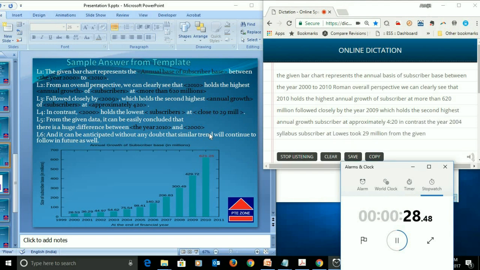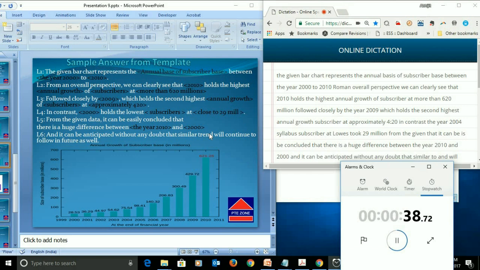From the given data, it can be easily concluded that there is a huge difference between the year 2010 and 2000, and it can be anticipated without any doubt that similar trend will continue to follow in future as well. So you can see I just finished in 40 seconds. Actually, I finished before 40 seconds, but I took a little time in.